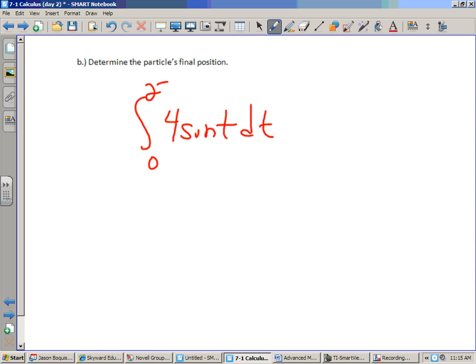Zero, 2 pi. Is this the one I should put absolute values on or not? Why not on this one? Because if it goes right or left, does that make a difference of where it's going to end up? Yeah, if I go right and then I go back left the exact same amount, I didn't really go anywhere. So left and right is important here.